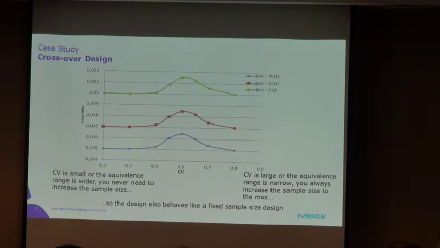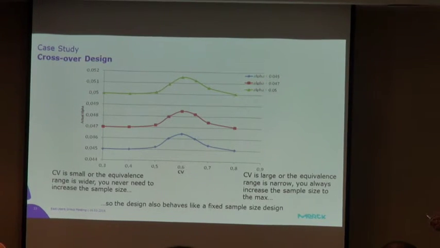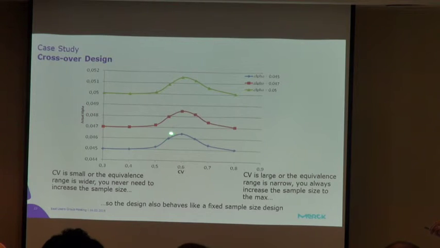So now we represent the table where we see the different coefficient of variation and the actual alpha for different nominal alpha. So you see how your actual alpha is evolving depending on the coefficient of variation, okay? And when the coefficient of variation is small, or you can translate the other way, that the equivalence range is wider, you almost never need to increase the sample size, because the design behaves like a fixed sample size, because your maximum sample size will be driven by it.